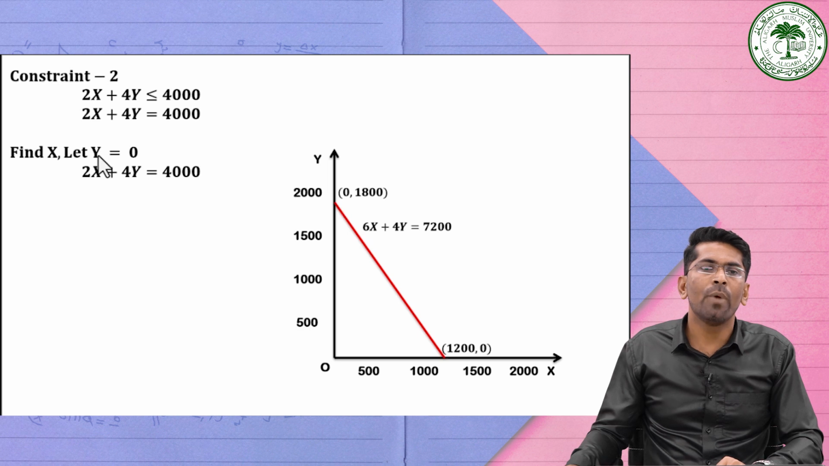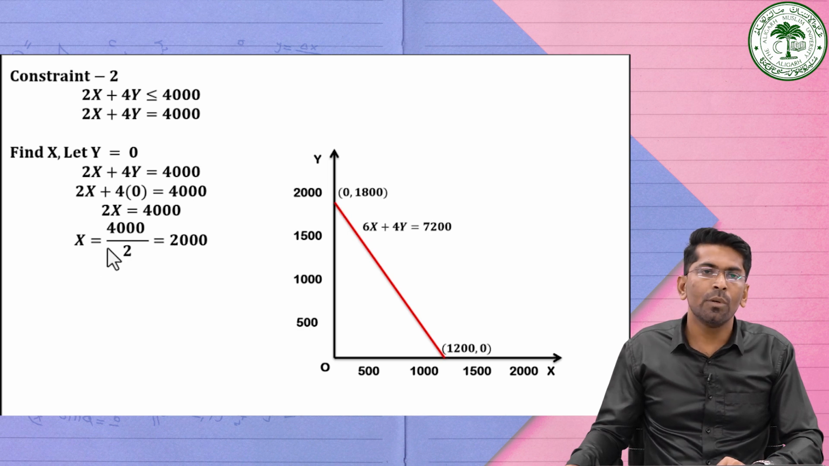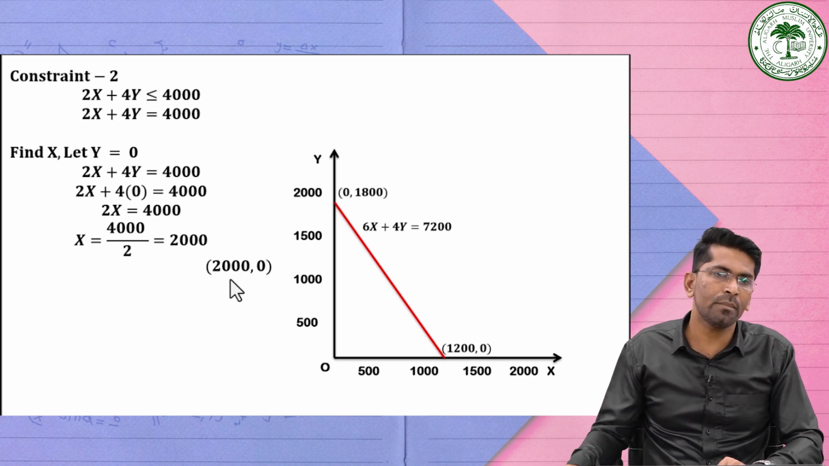Substituting the value of y is equal to 0, it will become 2x plus 4 into 0, which is equal to 4000. So if you simplify it, 2x is equal to 4000. Dividing both sides of the equation by 2, x is equal to 4000 divided by 2, which is equal to 2000. So this is the coordinate point, 2000 and 0. That means when y is equal to 0, our x is equal to 2000.